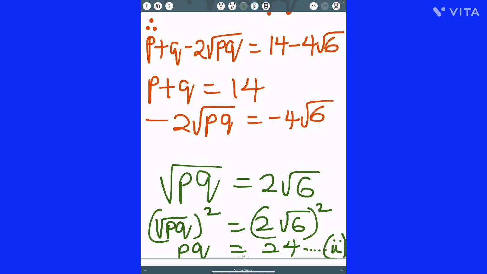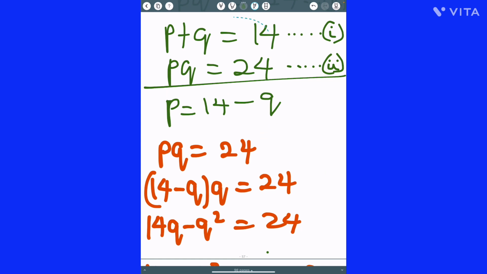But on simplifying this second part, we divide by minus 2: 2 in 2 is 1, 2 in 4 is 2. So we get root pq is 2 root 6. If you square both sides, you square root pq, and you also square 2 root 6. For 2 root 6, 2 times 2 is 4, root 6 times root 6 is 6, so 4 times 6 gives 24. Here, the square root sign is removed by the power outside the bracket. So I have pq is 24. That's my equation 2.